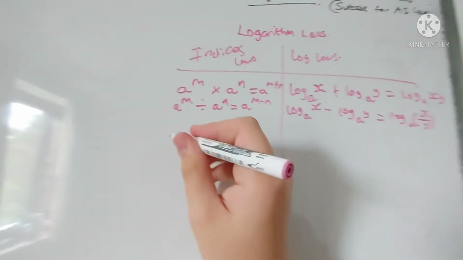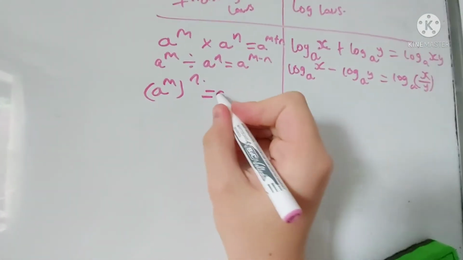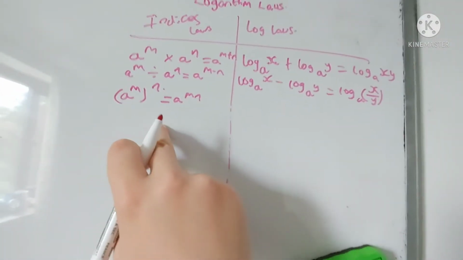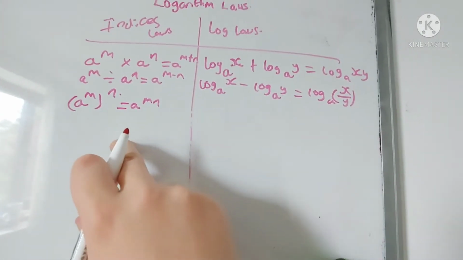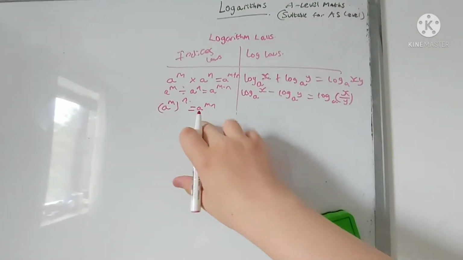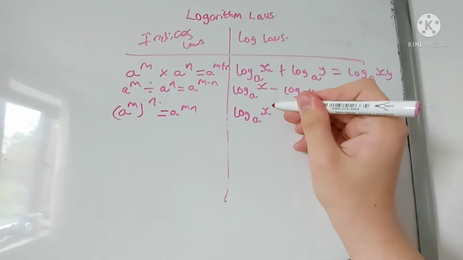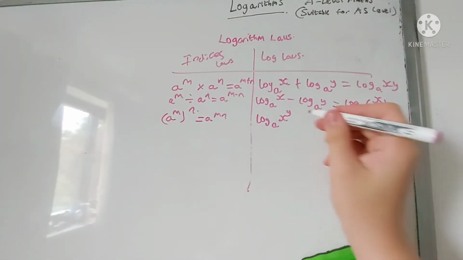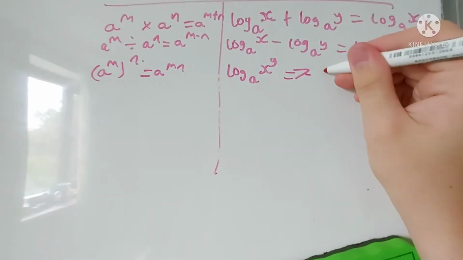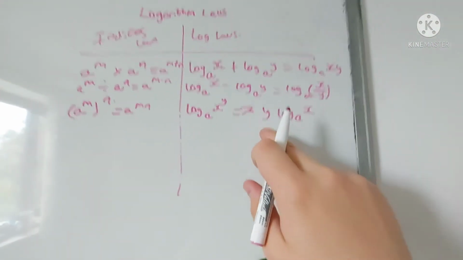Now, the next one is a little bit more complicated, but if I have a to the m to the n, that is a to the mn. I've introduced these in the previous video, so if you don't know these, which is quite surprising if you don't, you need to go back and watch that video before you crack on with it. Okay, so the log law for this is if I have log base a of x to the power of y, this is actually written as y log base a of x. So you can bring the power down to the front.